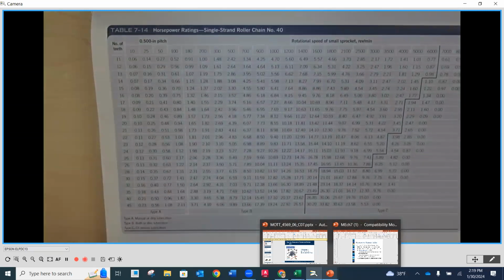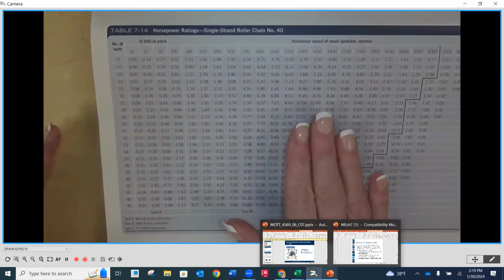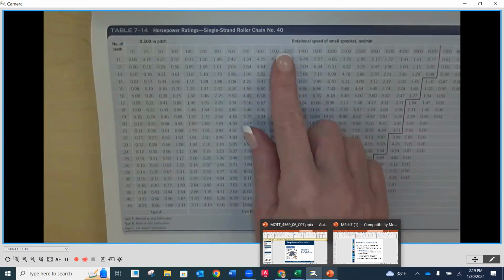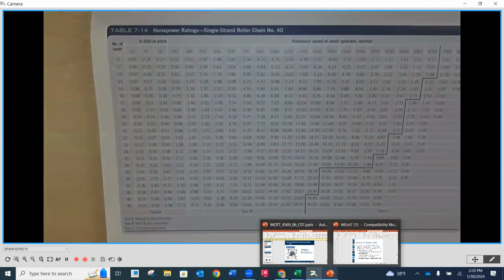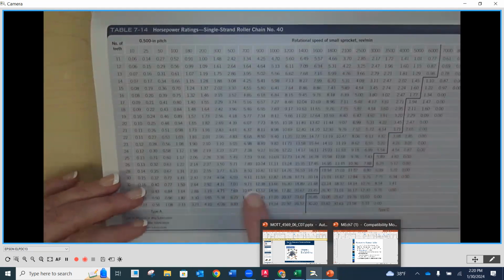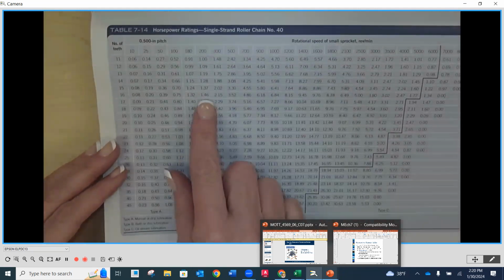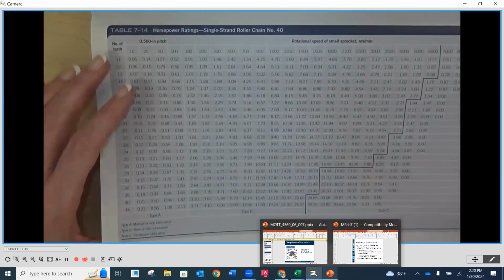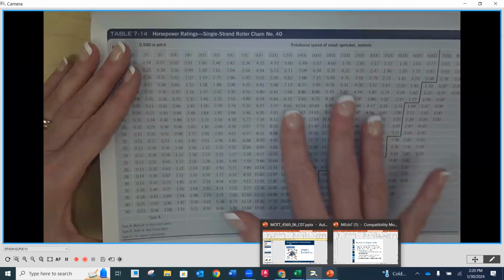Now, ideally, when we read any type of chart and we're sizing, we want to land in the middle-ish. If we're at the top or the bottom of the chart, we are at one extreme or the other. If we're at the top, it means our chain might be a little big for the actual application. But if we end up on the bottom, we're probably stretching the limits of what that chain can actually take, and you may want to consider going to a larger chain. The numbers here range from 2 to 15, 16 horsepower, kind of in the middle.